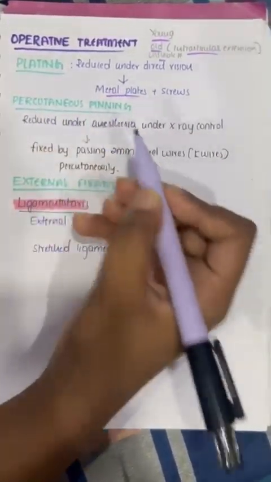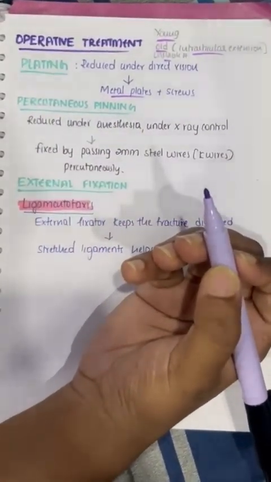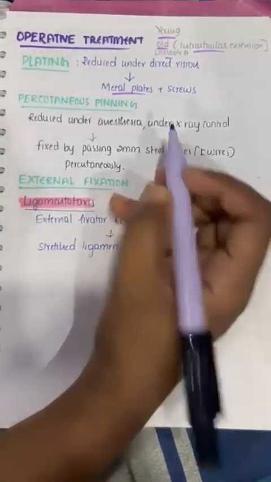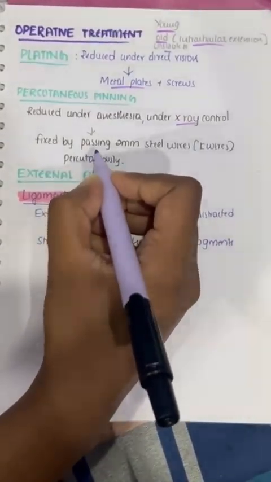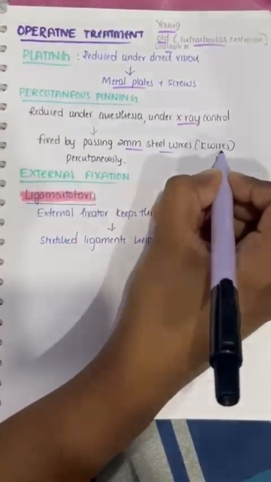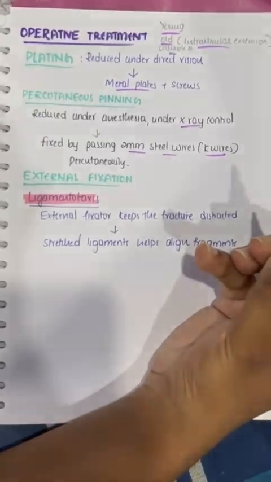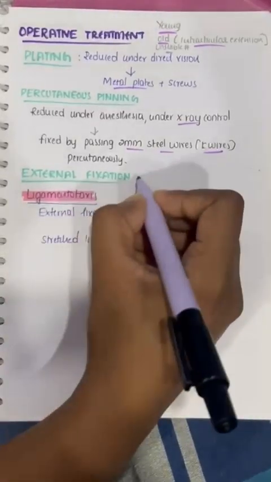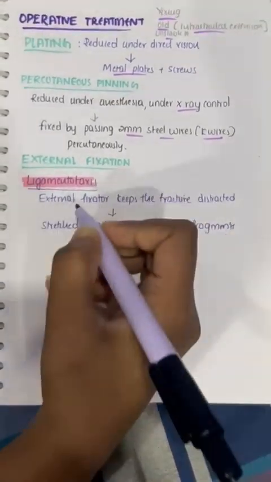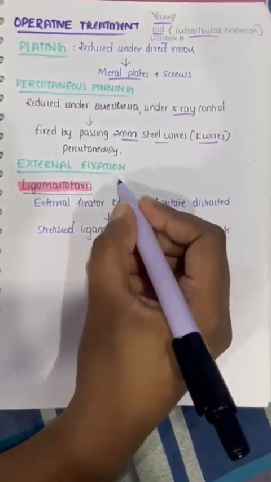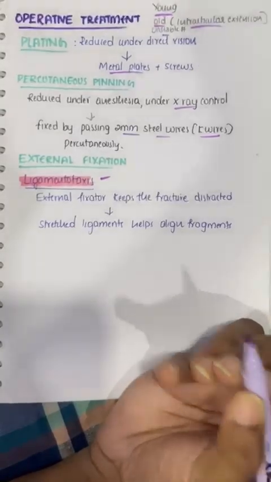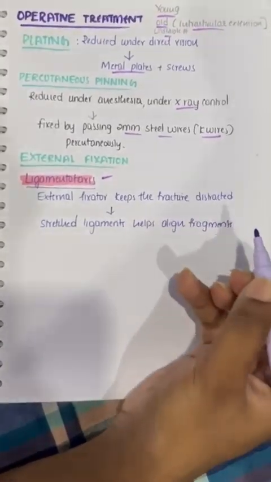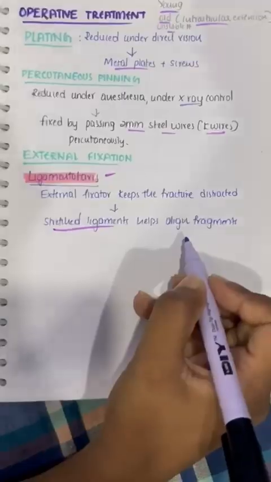And percutaneous pinning, second technique. So here it is reduced under anesthesia under the X-ray control, image intensifier. Next it is fixed by thin steel wires, 2 mm steel wires, we also call them K wires, percutaneously. Next thing is external fixation. In external fixation, pins are inserted into the bone and connected outside the body by a frame. The principle behind it is ligamentotaxis. Here the external fixator keeps the fracture distracted so that the stretched ligaments help to align the fragments.